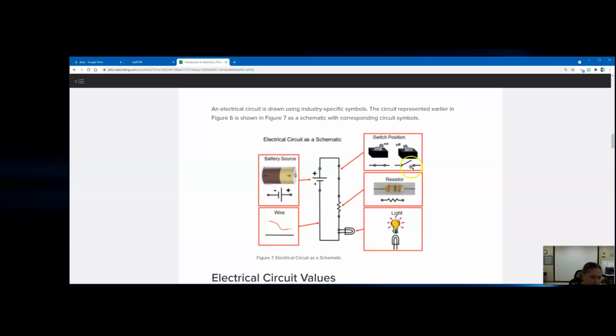We show it as open because when you draw it closed, you don't really know that it's actually a switch. It just looks like a line. So this is more of what we're looking for.